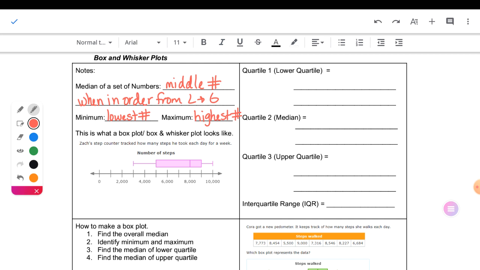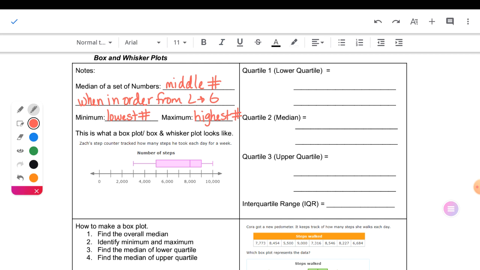Okay, and then it shows you an example of a box plot. And this one specifically says this is Zach's step counter tracked how many steps he took each day for a week. So how many numbers do you think were in his data set? If it's counted every day for a week. Kendall? 7. Okay? Just by looking, what do you think the minimum number of steps he took in that week was, Lena?